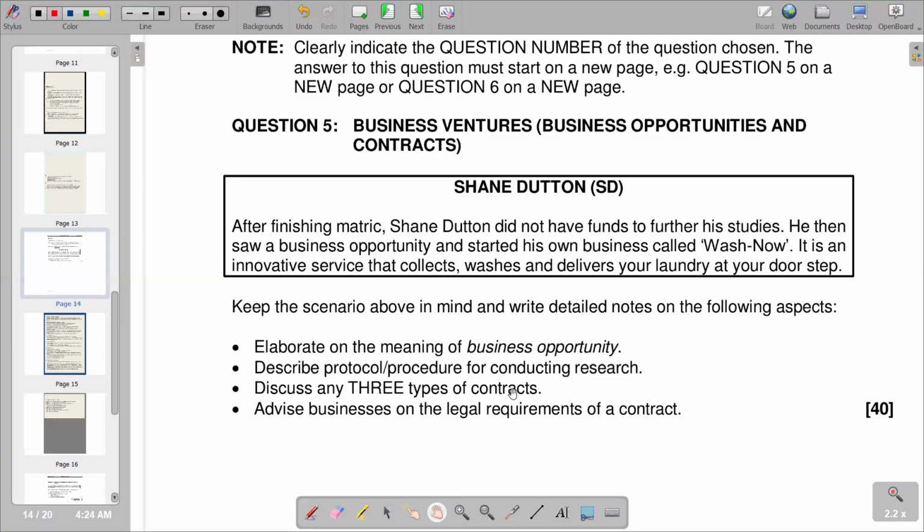For the sake of this video, we're only going to look at the main body. Remember the main body has got the bulk of marks. So we are going to start with all the points that we are given, beginning with elaborate on the meaning of business opportunity. We need a description of what we mean by business opportunity. This is a situation where a business or a person can identify a need or a demand in the market and create a new business or expand an existing one to meet that need.